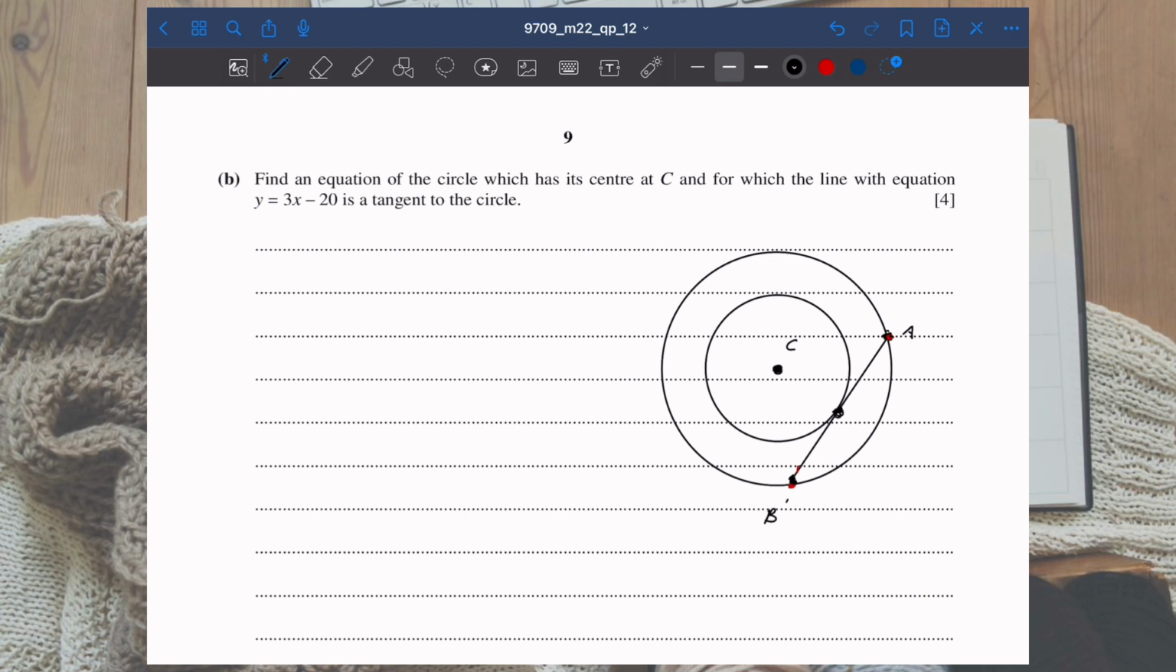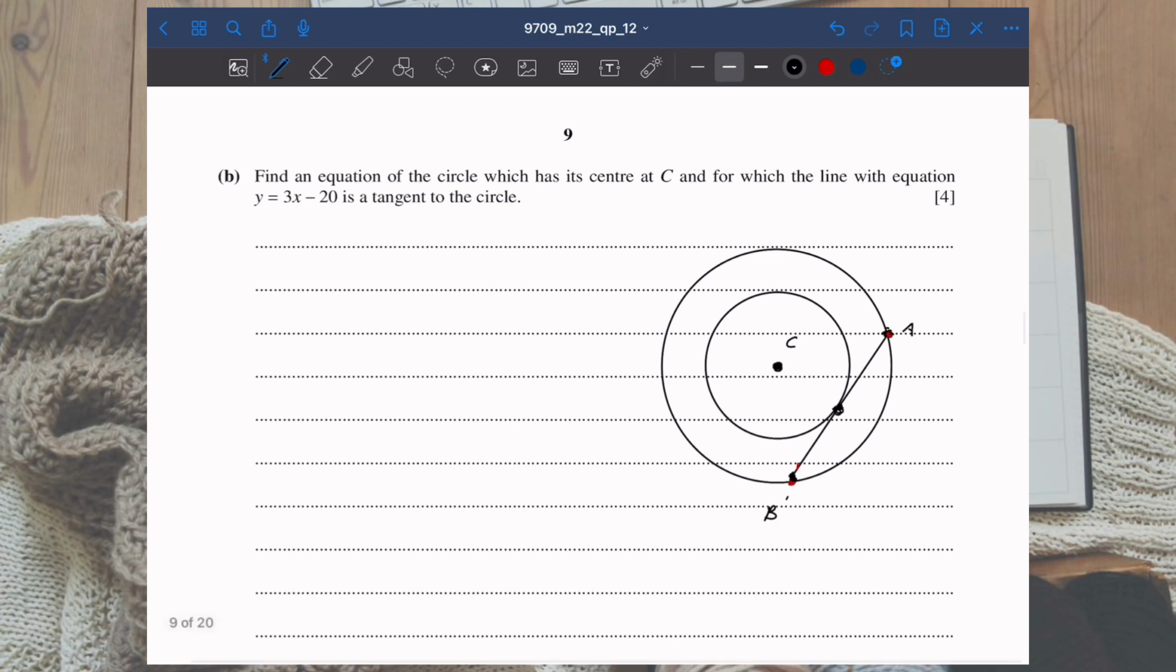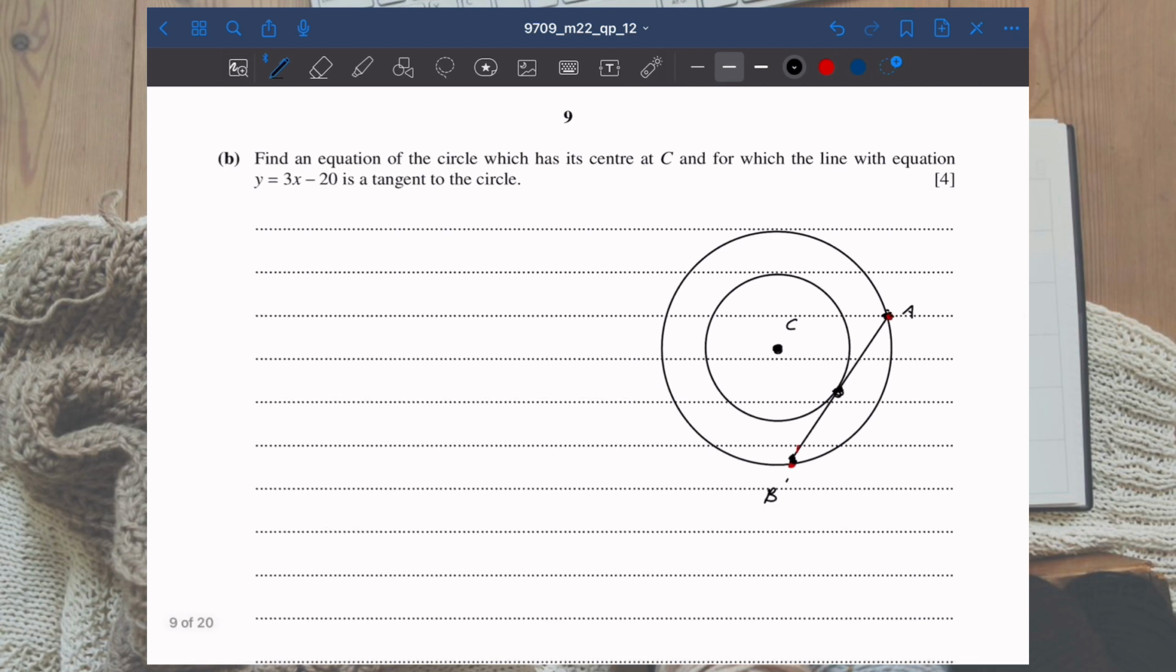Part B. Find an equation of the circle which has its center at C, and for which the line with equation y equals 3x minus 20 is a tangent to the circle. So we can sketch this out to have a clear picture of how the new circle will look. Our center is still at C, so the first part of the equation will still be the same. It's still (x plus 1) squared plus (y minus 2) squared.